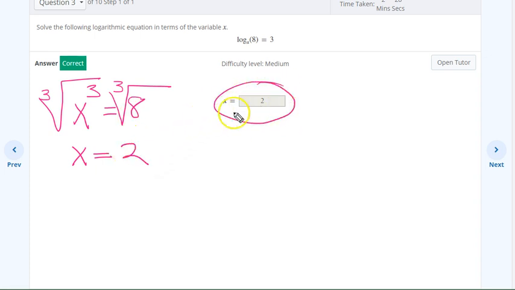So that's the answer. Now the other way we featured too was x to the third equals some base to the third, and that would be 2 to the third. When our exponents are the same, our bases equal each other. That was another way of approaching this.